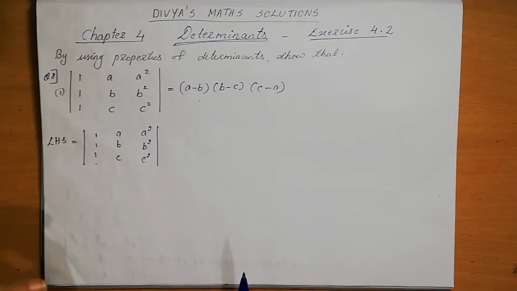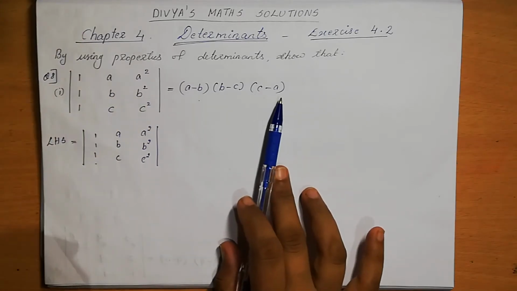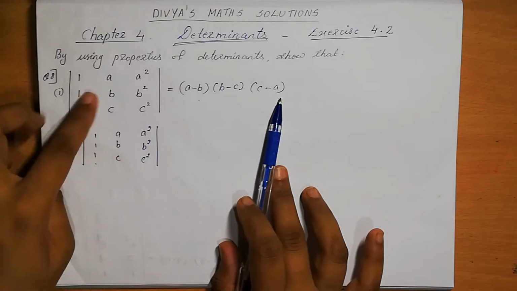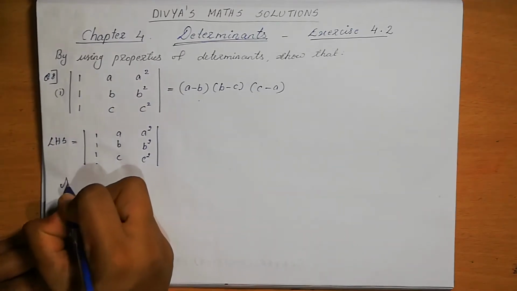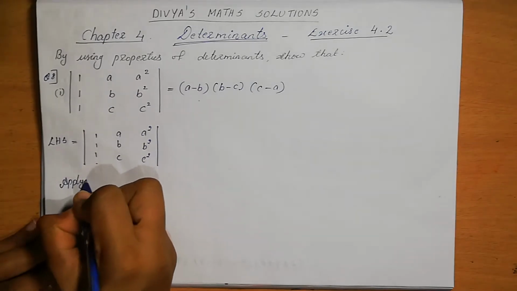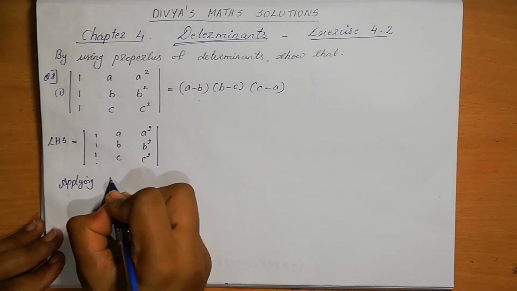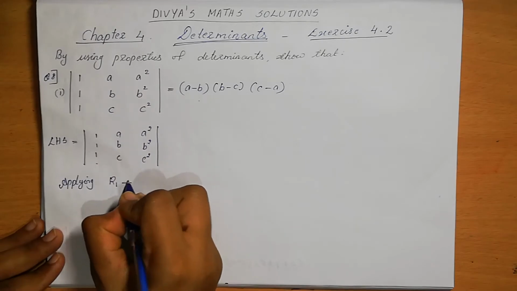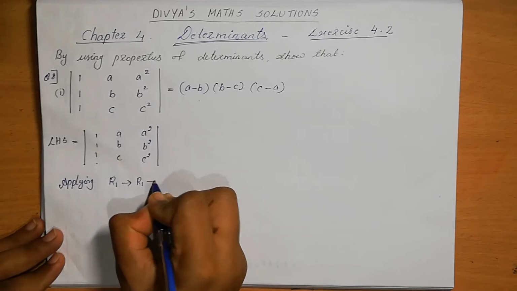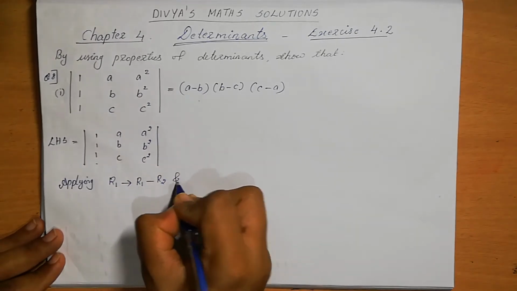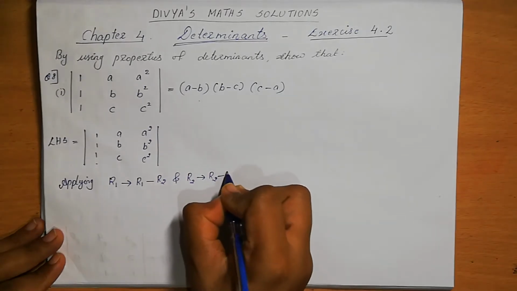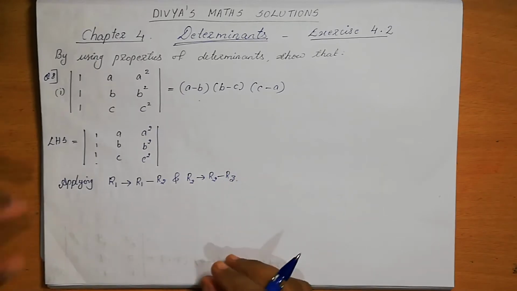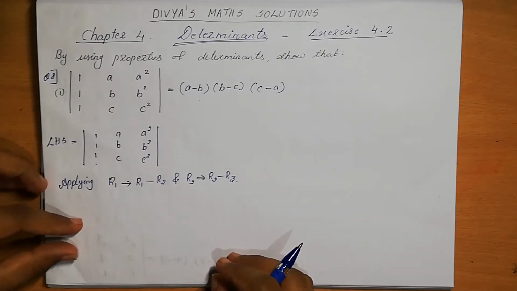So the first change we can apply over there. Then only one is missing, c minus a. Anyway, first we can do these two operations together. So what is the change? Applying R1 changing to R1 minus R2 and R2 changes to R2 minus R3. These two changes we are applying together over here.